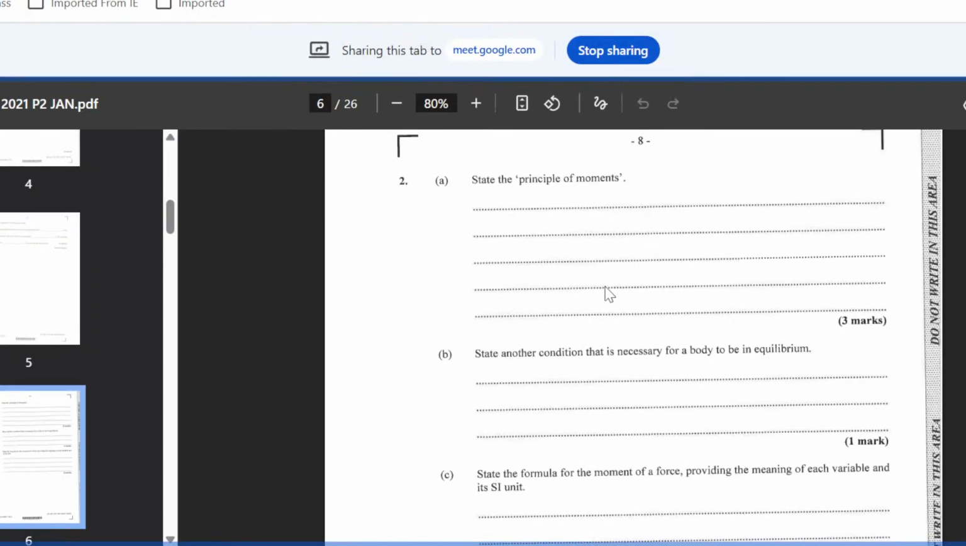So this was the question, yeah. State the principle of moments. You notice how many marks for just stating the principle of moments? 3 marks. So you'll have to make sure that it has everything that they want.